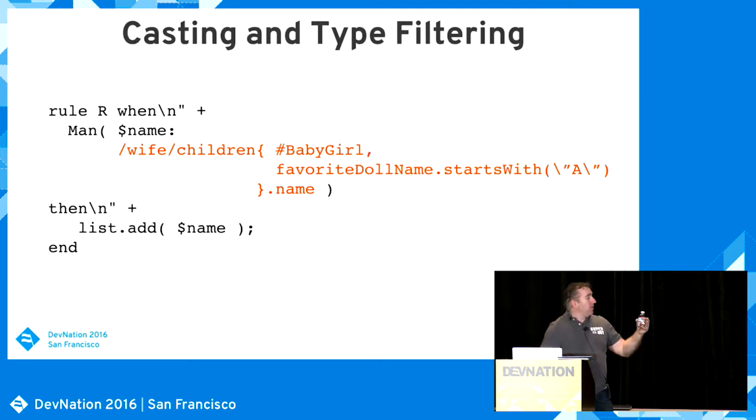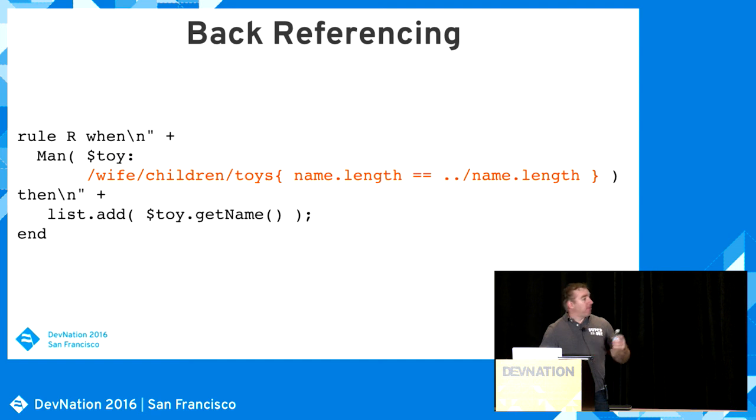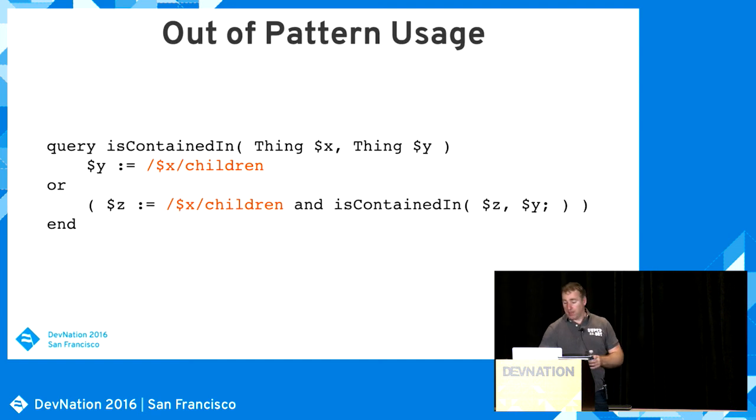You can put type filtering. So when you have a list of children, I only want the type of children that is a baby girl. Once it's done that type safety check, it means you can then access the fields of baby girl directly, because it knows now that that specific child is a baby girl and the fields are available for it. You have back referencing, so that you can reference other objects up the graph. And you have out of pattern usages as well. So it means you can work directly against variables, which is very useful for queries.